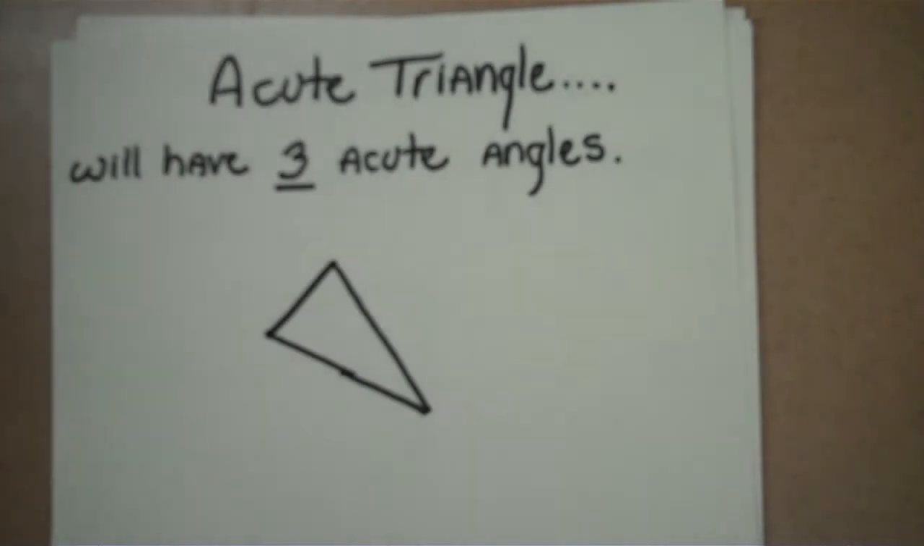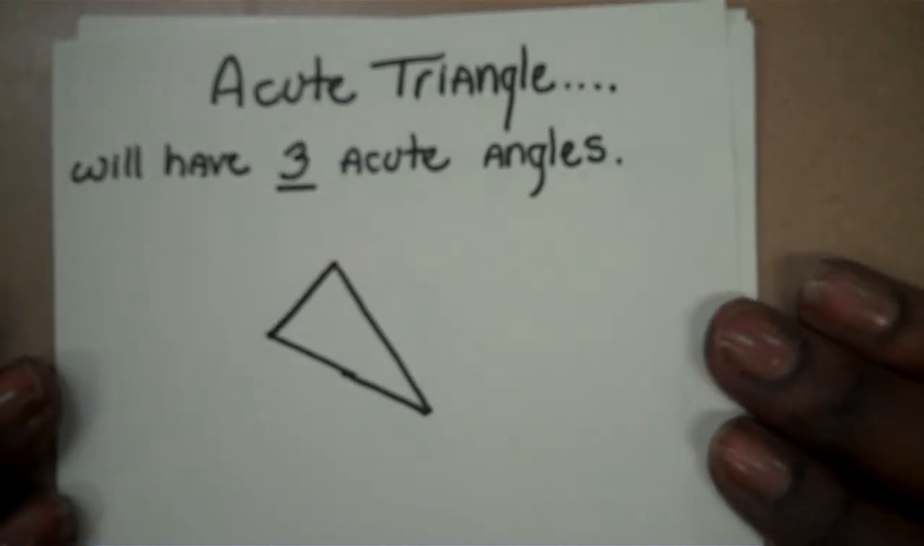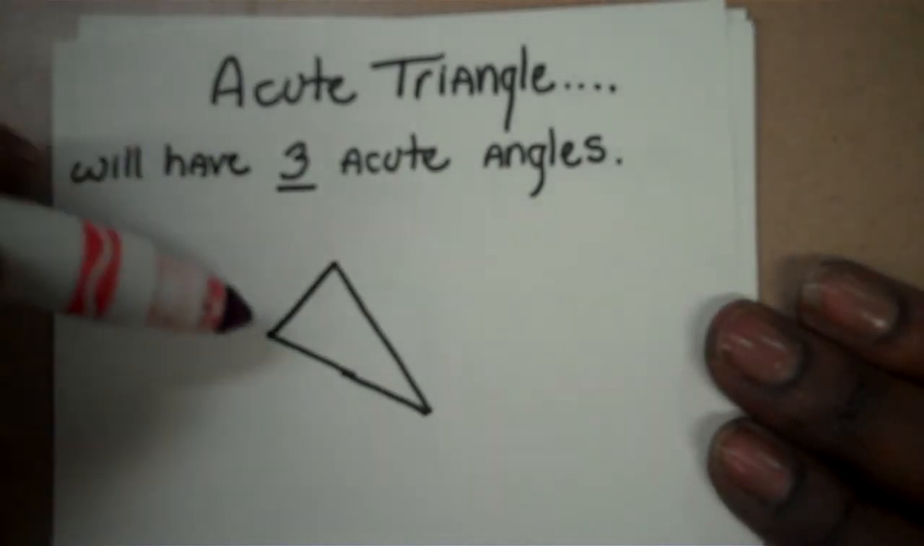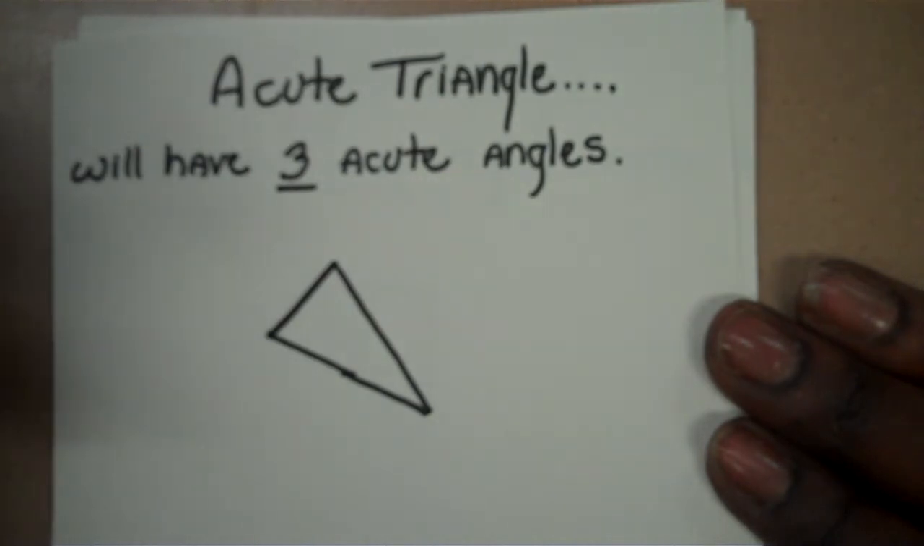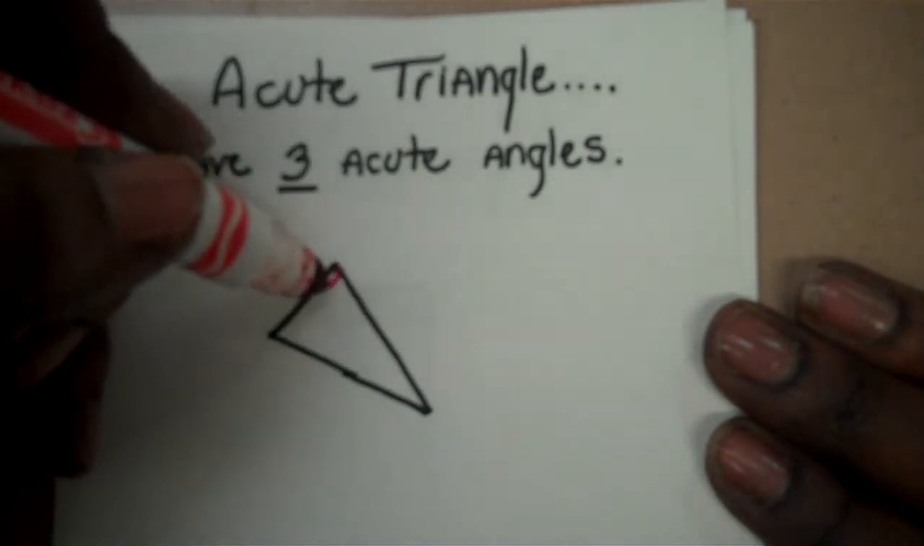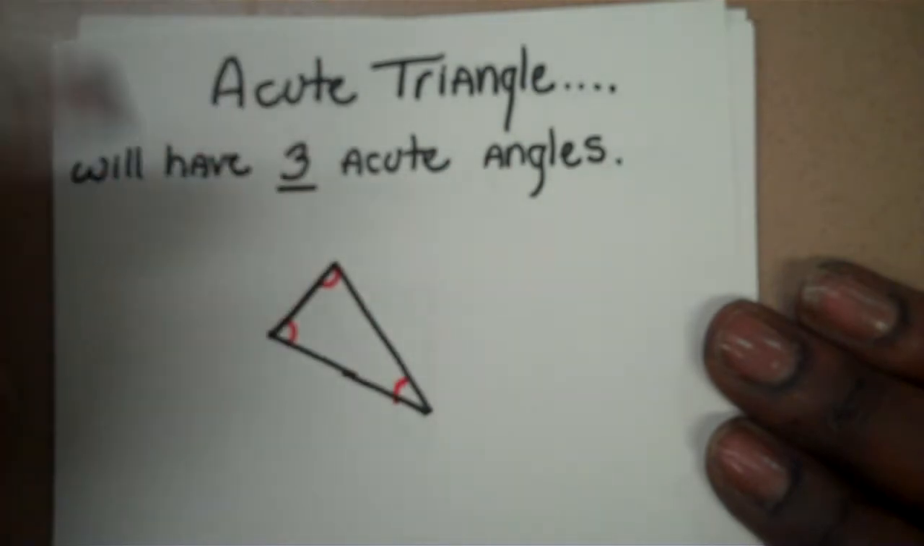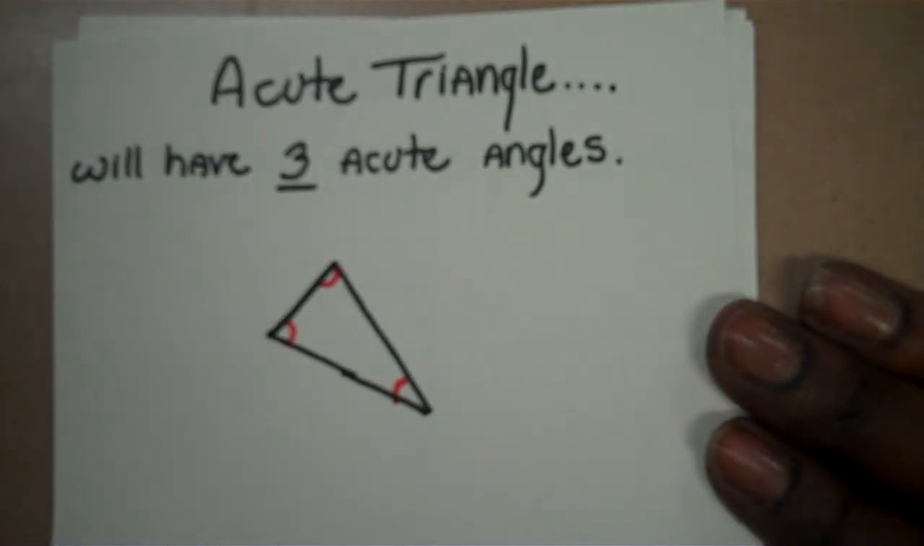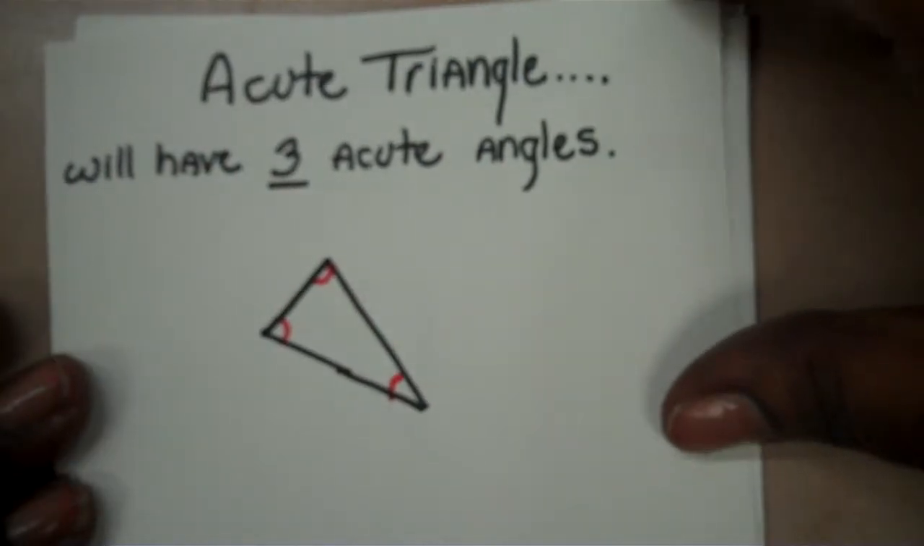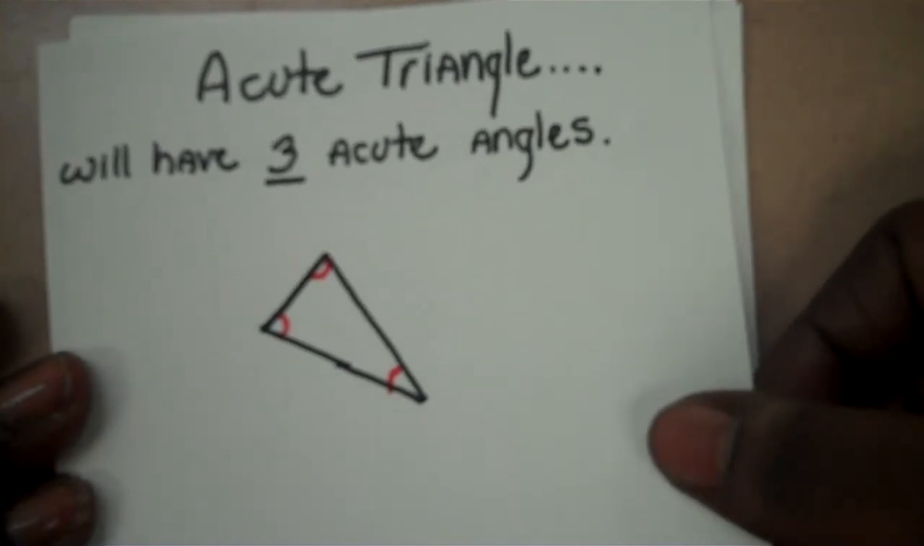Next, we're going to talk about an acute triangle. Now, in an acute triangle, all three angles must be acute or less than 90 degrees. So 1, 2, 3, all three are less than 90 degrees. So all three have acute angles. Therefore, this is an acute triangle.